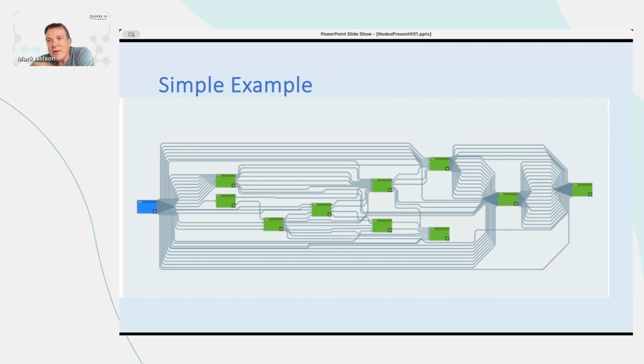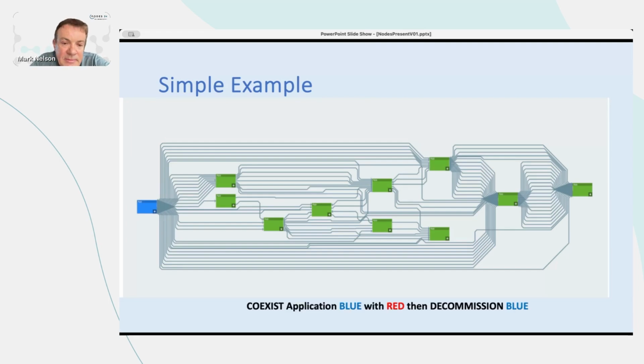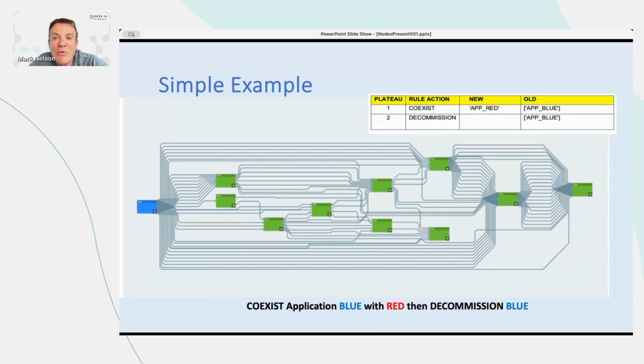Okay, so I'll run you through a very simple example here. This is using the Graph Explorer module. So our mission here is to coexist application blue with a red one, and then decommission the blue. So this is what the two rules would look like. So plateau 1, coexist application red with app blue, and it could obviously be a list of apps.